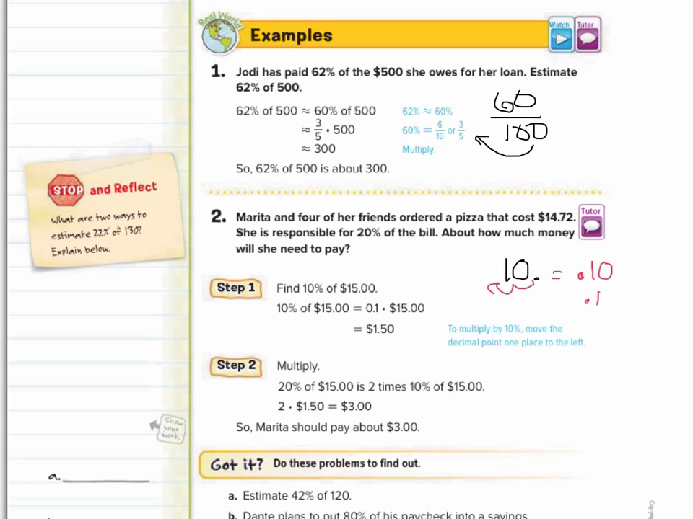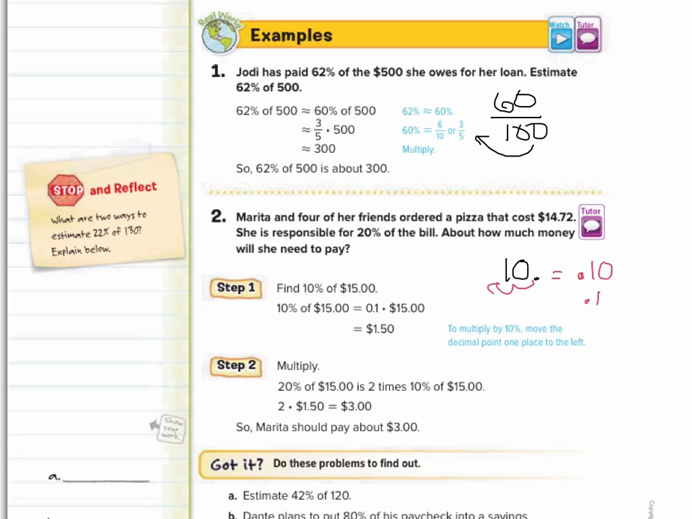Whoops, didn't want that there. Let's try this one. With the $15, all they did to find 10% was to move the decimal place once to the left to get the $1.50. Now, you're not done yet because 10% was $1.50. We're looking for 20%. Well, 20% is 2 times 10, and so 2 times $1.50 is $3. So Marita should pay about $3.